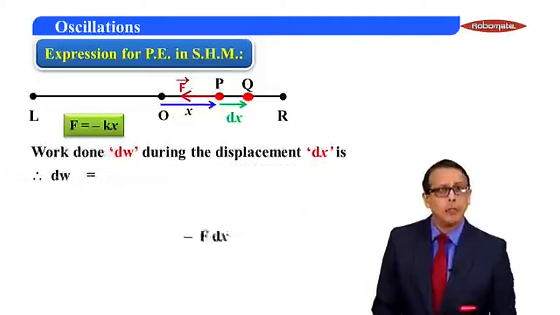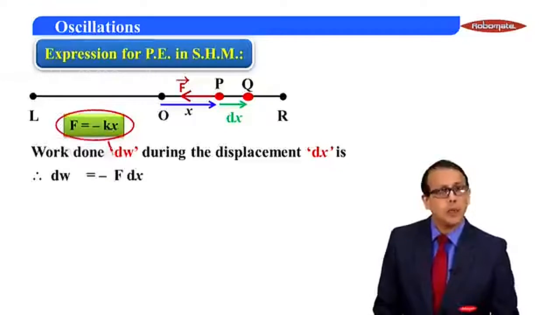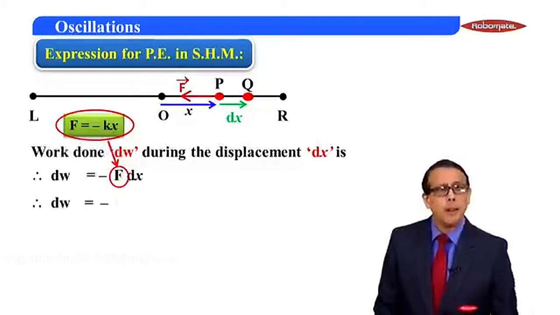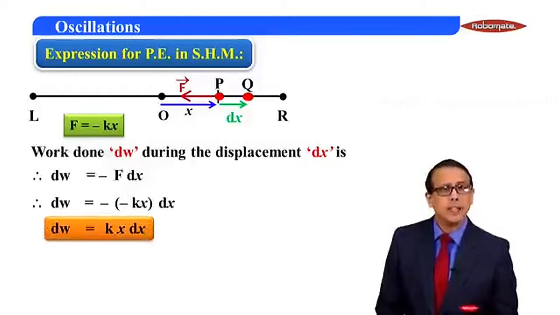Now students, let's substitute the value of force in the expression of work done, and therefore dw becomes minus, and in the brackets minus kx, into dx. Minus of minus is plus, therefore dw finally becomes kx dx.